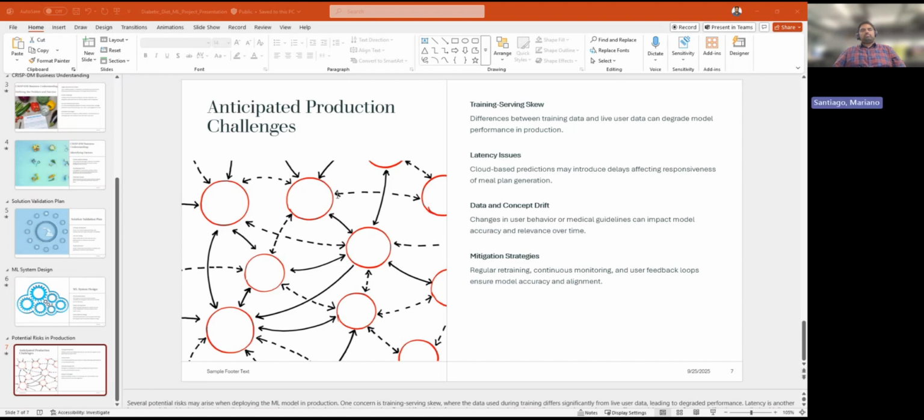To wrap up, I believe this project has real potential to improve diabetic care. By using machine learning to personalize meal plans, we can help patients make better dietary choices and improve their health outcomes. Thank you.